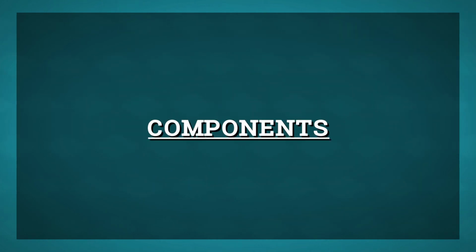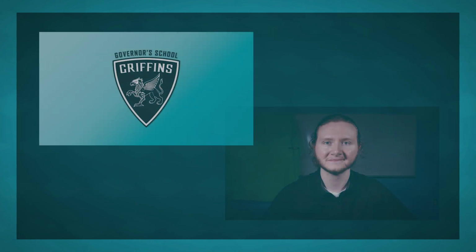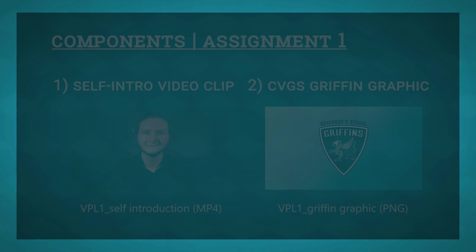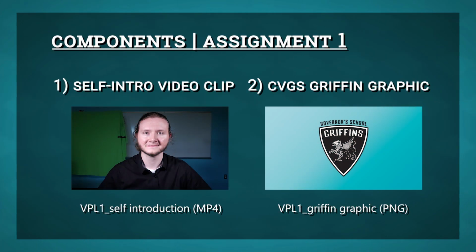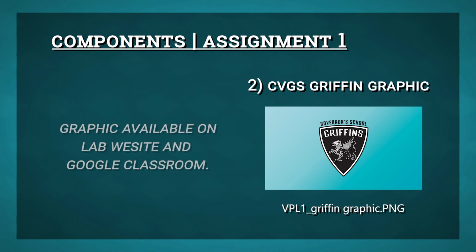The amount of media needed for this assignment, as seen in the sample video, is pretty light. But since later assignments won't be so cookie-cutter as this one, I'll make sure to include a list of media components that I use to make each of my sample videos. To make my sample name tag, all I needed was a clip of me introducing myself and a graphic featuring the CVGS Griffin. That same graphic is linked on the website and in the assignments listing in Google Classroom.